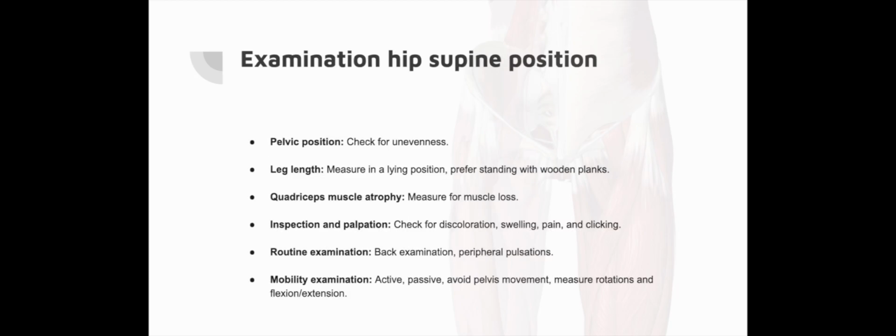Examination of the hip in supine position. The evaluation of hip disorders commences with a thorough examination of the pelvic position, leg length, quadriceps muscle atrophy, and hip mobility. To assess pelvic position, the examiner observes whether the anterior superior iliac spines are level on both sides. The size of the quadriceps muscle is also assessed as a measure of muscle atrophy. Atrophied quadriceps muscles can indicate a long-standing hip disorder that has limited mobility and strength in the leg.